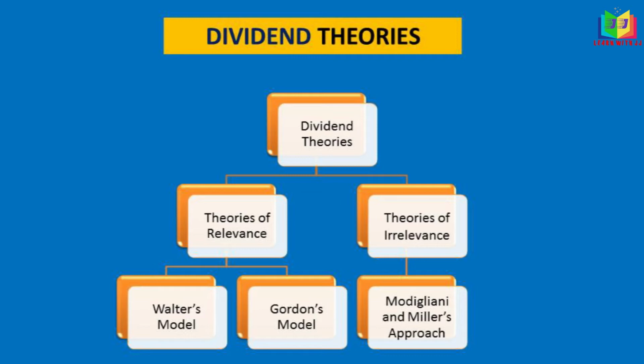Dividend theories are basically classified into theories of relevance and theories of irrelevance. Under theories of relevance, we have Walter model and Gordon's model. And under the theories of irrelevance, we have Modigliani-Miller's approach. In this video, we'll see about the Walter's model, and in our upcoming videos, we'll see Gordon model and Modigliani-Miller's approach.